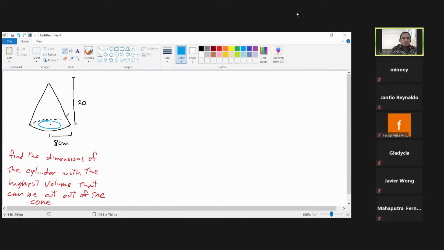So how do we do that? To do that, you need now to at least find a formula that you can use to describe what we are looking for. So in our case, we are trying to look for the highest volume of the cylinder. Okay. So what formula can we use? Anyone?